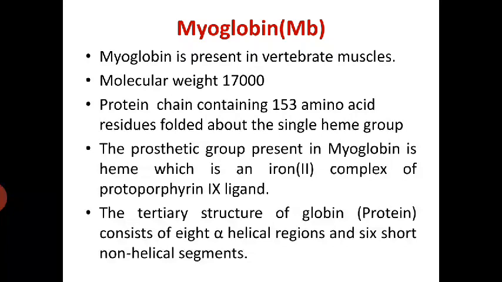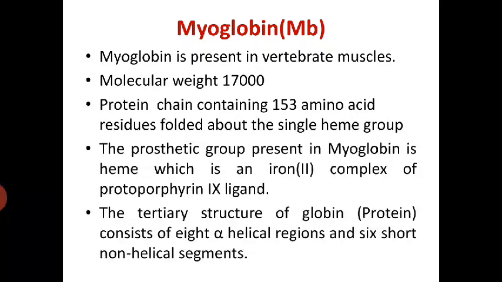So let us see in detail about the structure and functions of various respiratory pigments. First, we shall discuss the structure and functions of myoglobin. Myoglobin is present in vertebrate muscles, and its molecular weight is 17,000 AMU.